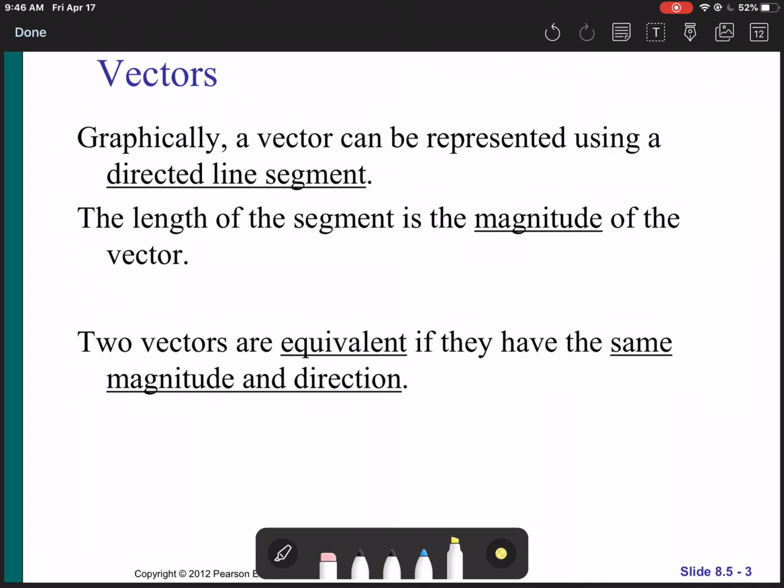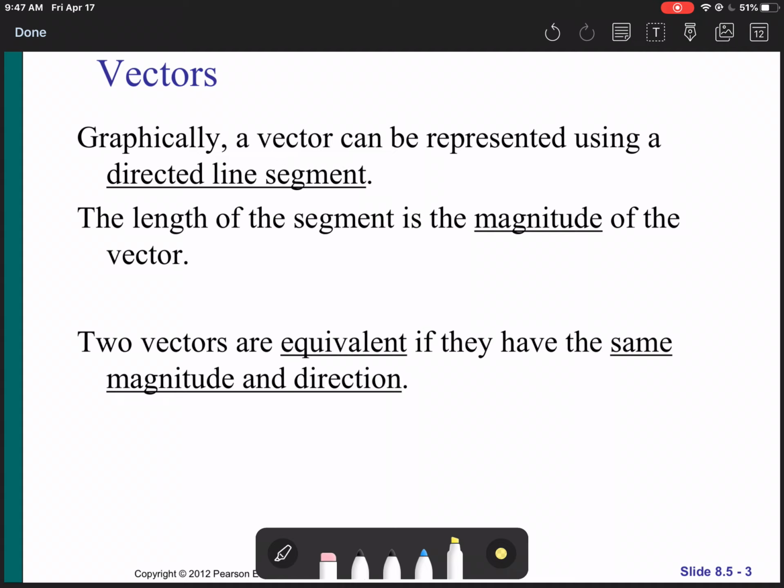Graphically, vectors can be represented using directed line segments. We talked a little bit in that last section about that use of the term directed. So a vector is a line segment, and the length of the line segment is its magnitude. But then it's a directed line segment, so of course it has a direction indicating the direction in which the object is moving or in which the force is being applied or that type of thing. Two vectors are equivalent if they have the same magnitude and direction.